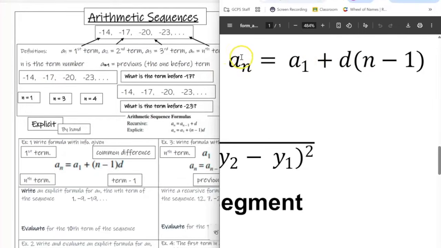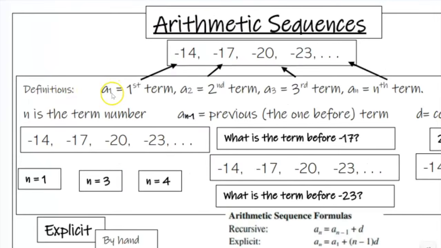This is read as a sub n equals a sub 1 plus d parentheses n minus 1 parentheses. Obviously, in order to use this formula you have to know what each thing means, so let's take a look at some definitions. a sub 1, so a with a little 1 underneath it, is equal to the first term. And what is the first term of this sequence? It's negative 14. So we would refer to negative 14 as the first term.